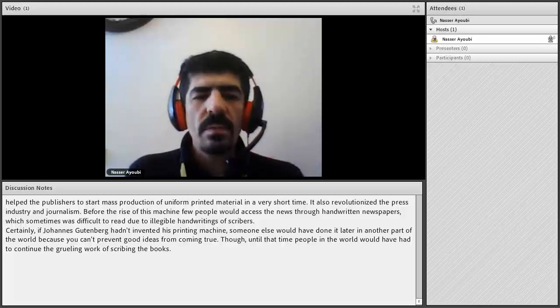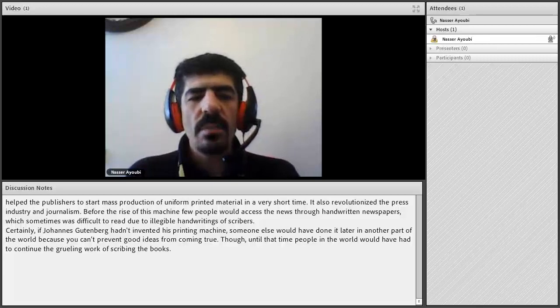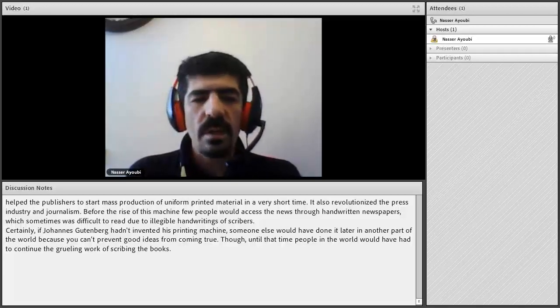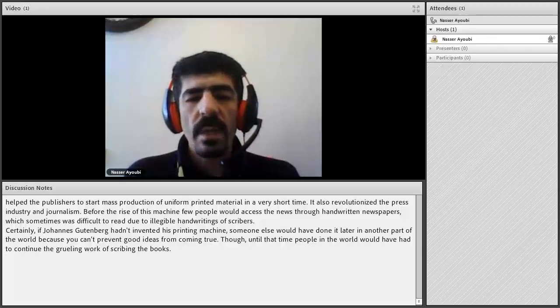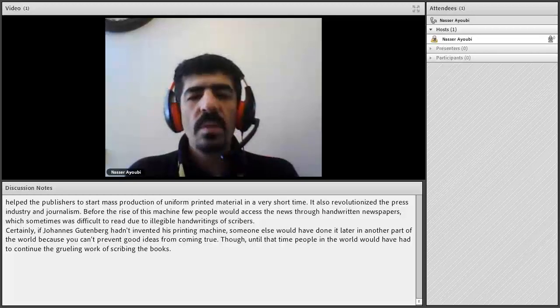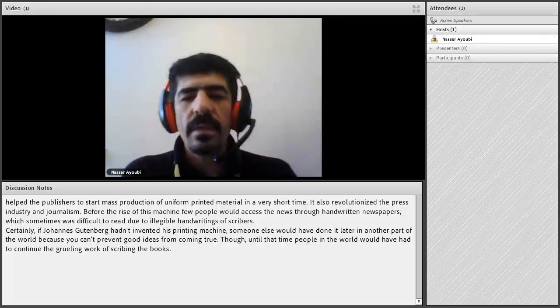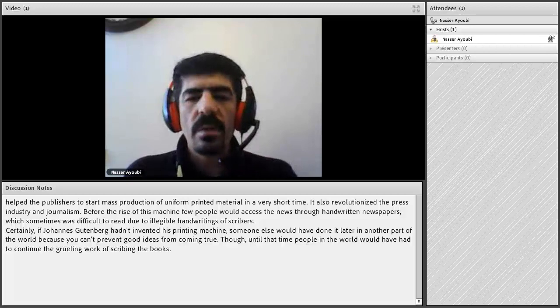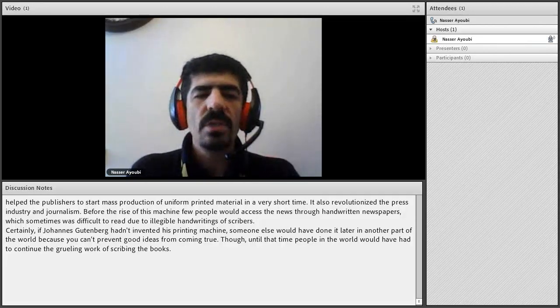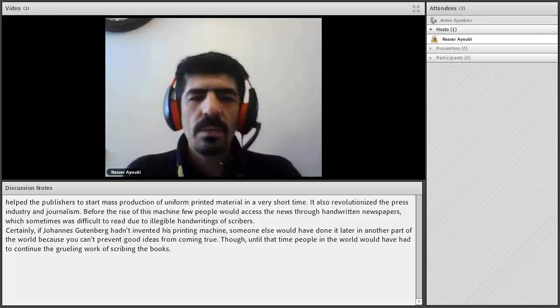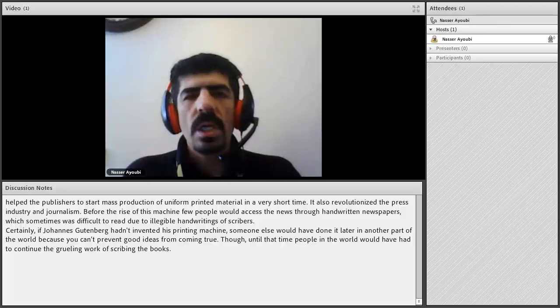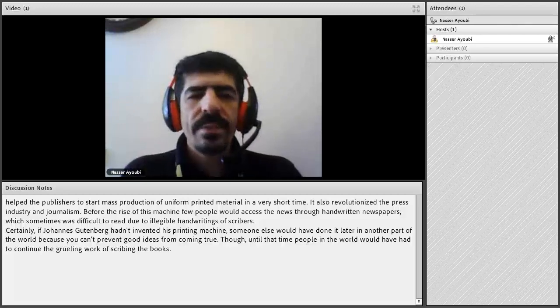Certainly, if Johannes Gutenberg hadn't invented his printing machine, someone else would have done it later in another part of the world, because you can't prevent good ideas from coming true. Though, until that time, people in the world would have had to continue the grueling work of scribing the books. So this was my short essay about Gutenberg's printing machine.